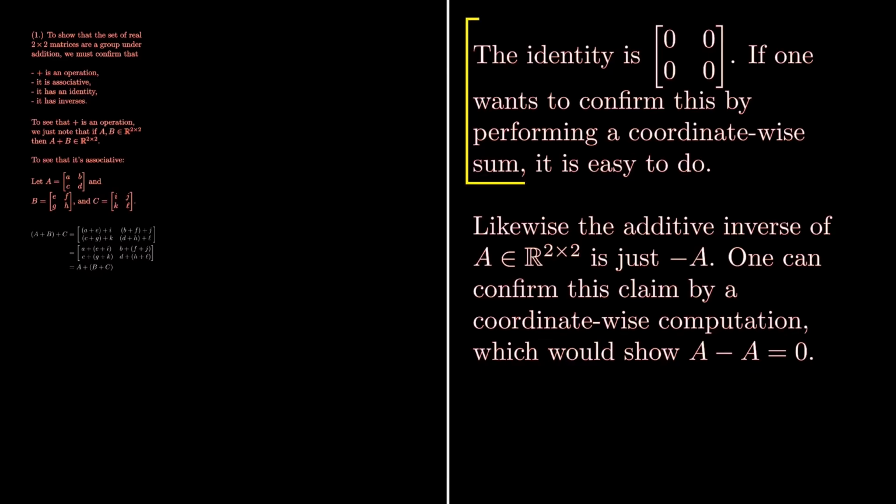So let's now move on to talking about the inverses. If we have any matrix A, then if we take negative A, which we standardly understand to mean that you just multiply all of its coordinates by negative 1, that gets you the additive inverse. You can demonstrate that that is the additive inverse, again by a coordinate-wise sum, which I take to be clear and simple enough that you can handle that on your own.